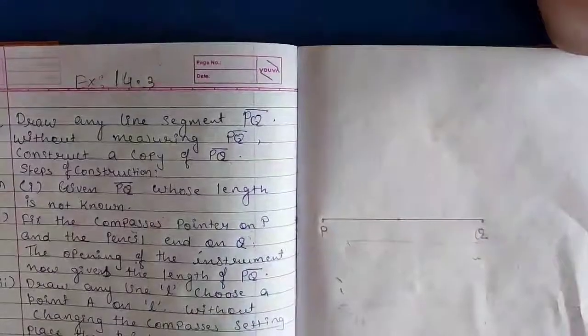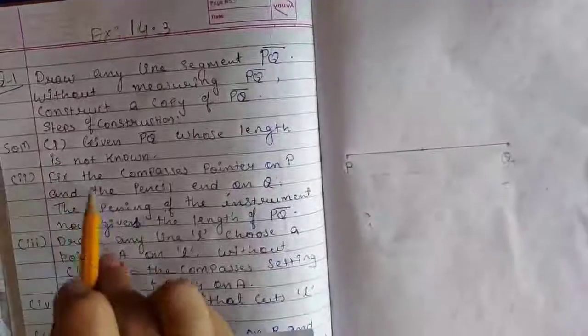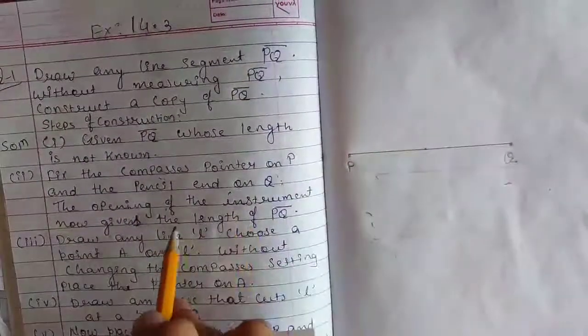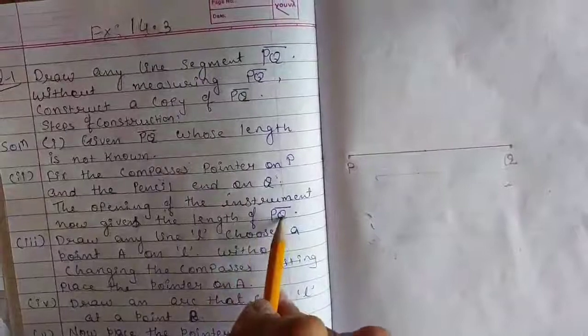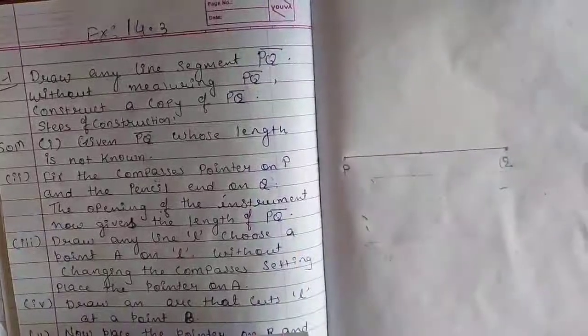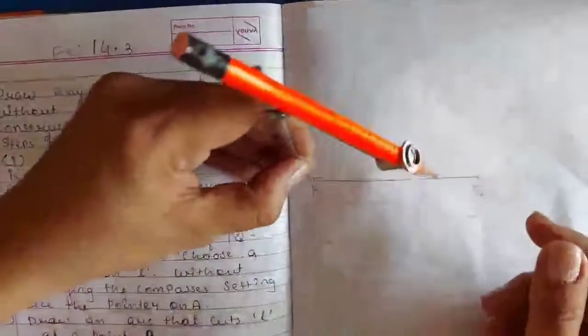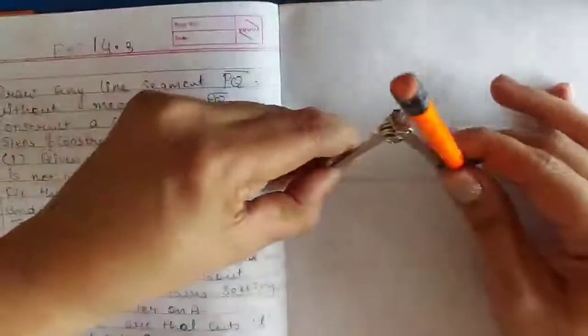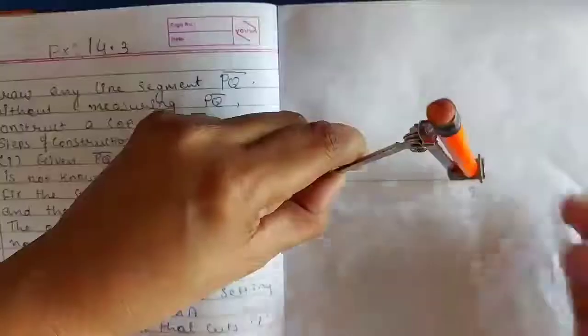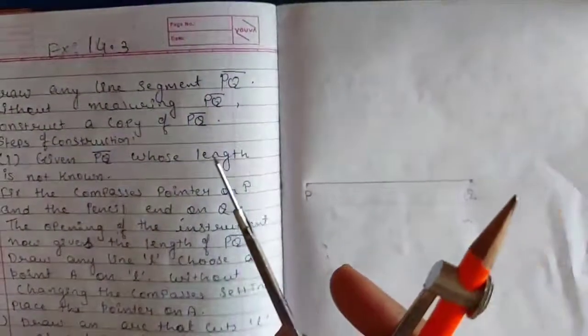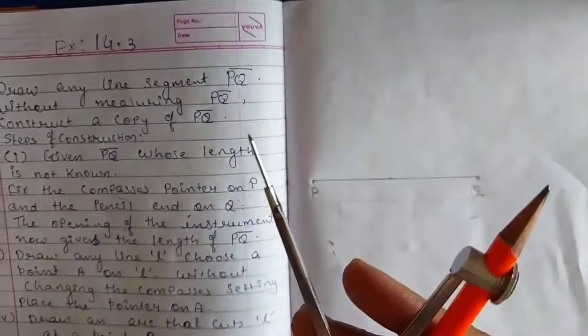Step number 2. Fix the compass's pointer on P and the pencil end on Q. The opening of the instrument now gives the length of line segment PQ. So let us see in this construction. We will fix the compass pointer on P and take the distance pencil point on Q. This opening of the compass is the measurement of line segment PQ.